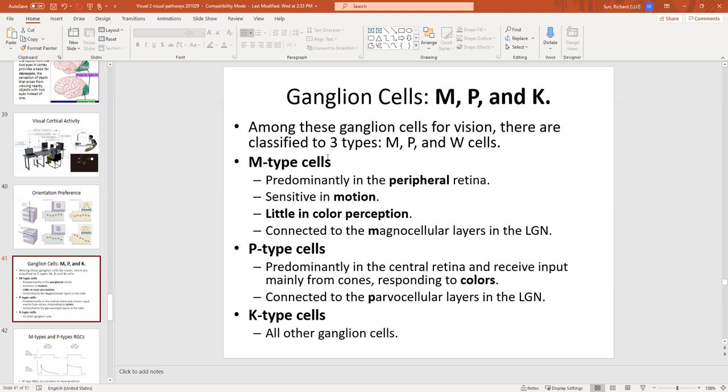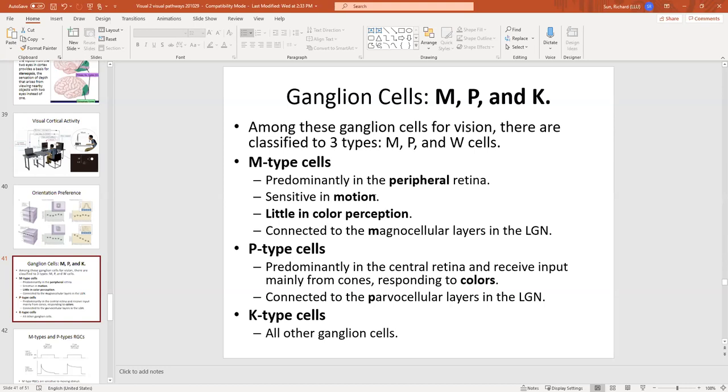These ganglion cells, M-type, are predominantly located in the peripheral retina. So they get the signal from the rods, not the cones. So they are not sensitive to color. They are sensitive to photons, and they are also sensitive to motion. So peripheral vision is detected by the rods that project into the M-type retinal ganglion cells. These cells are particularly sensitive to motion. So if you move in the peripheral vision, you will be very quickly picked up.